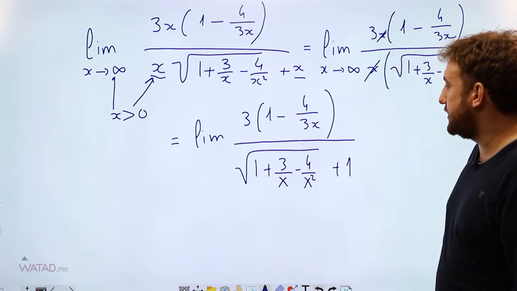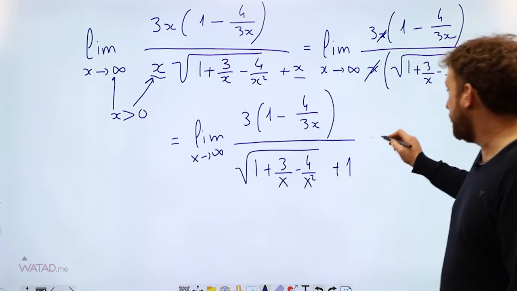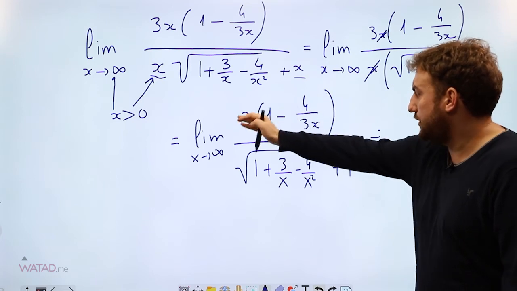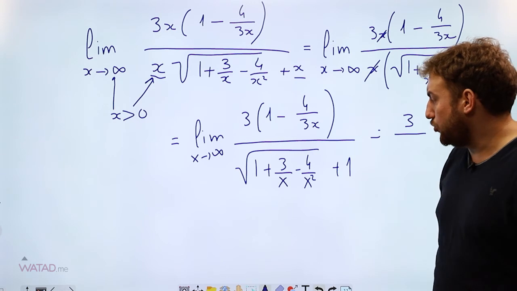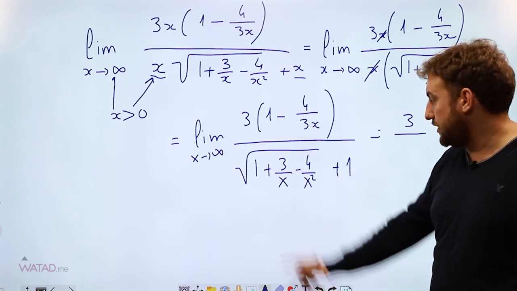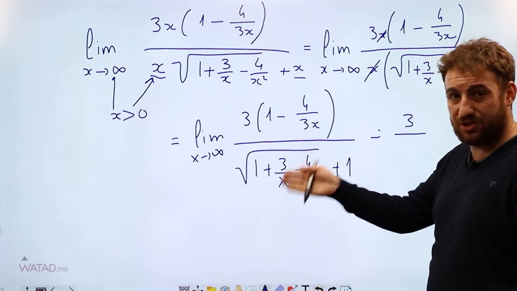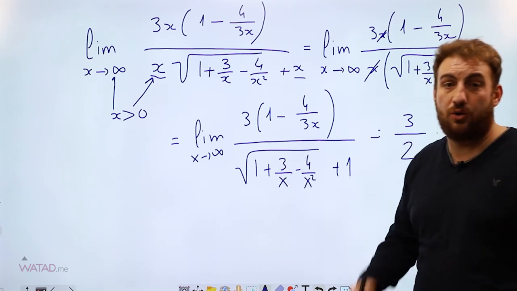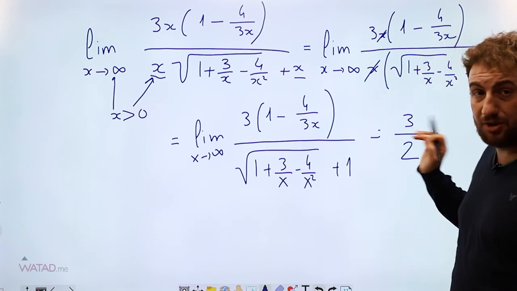And now you replace. Because you have 4 over infinity, then it is 0. 1 minus 0, it's 1. 3 times 1, it's 3. You have a 3 on your numerator. And on the denominator, you're going to have 3 over infinity, which is 0, 4 over infinity, which is 0. 1 plus 0 minus 0, it's 1. Radical 1 is 1. And 1 plus 1 is 2. So a bit complicated function that we solved, and we found the determinate form.